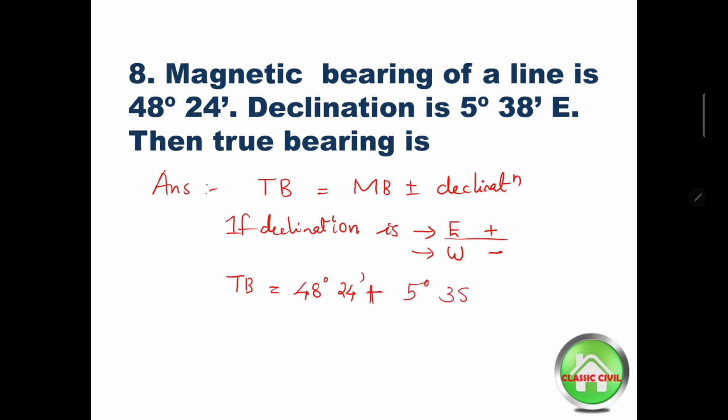5 degree 38 minutes. Then that is 48 degree 24 minute plus 5 degree 38 minute. That is 53 degree 62 minute. We know 60 minutes is equal to 1 degree. That is 54 degree 2 minutes. The true bearing is 54 degree 2 minutes.